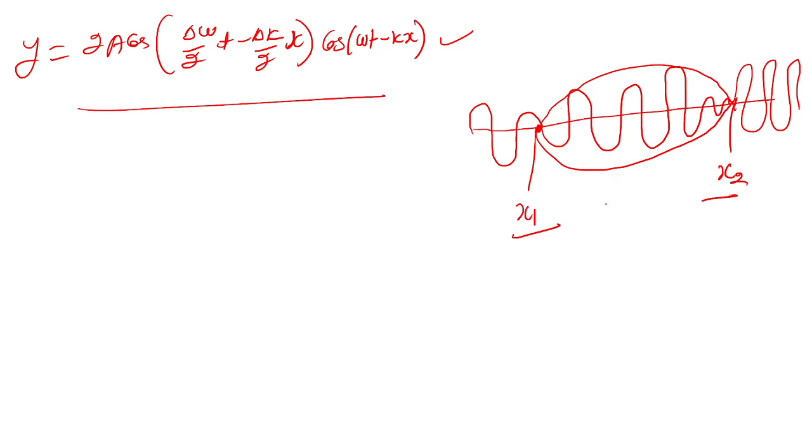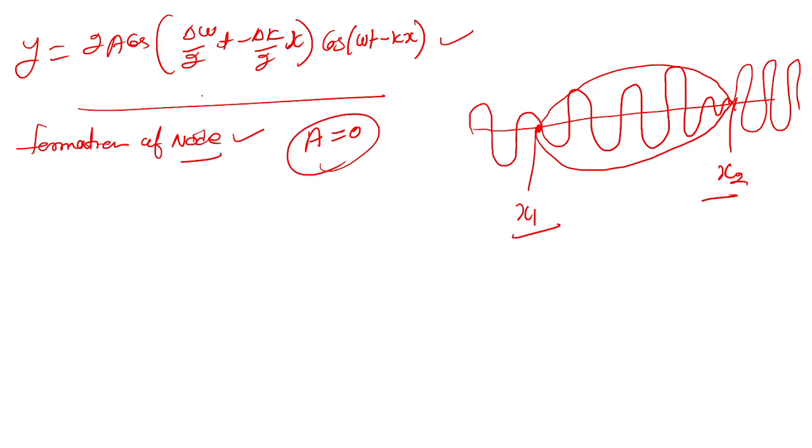So there is a formation of node. What is the condition for the formation of a node? Your amplitude should be 0. What is the amplitude here? This 2a cos part is the amplitude of this resultant wave packet. So this will be equal to 0 for the formation of nodes.